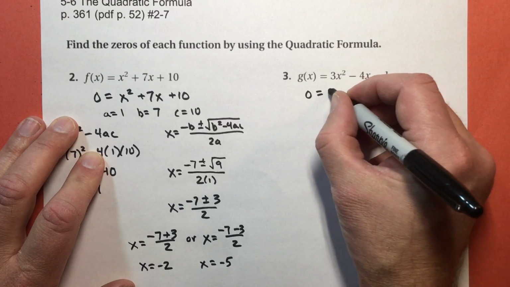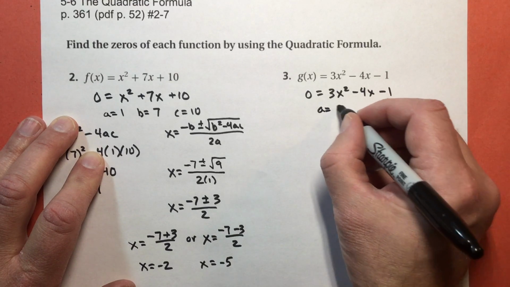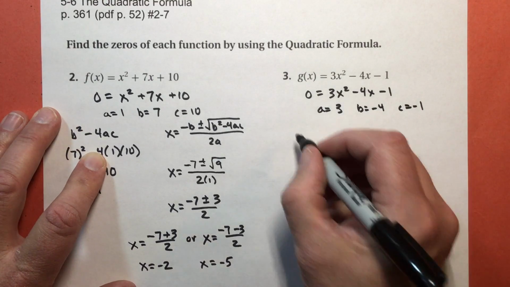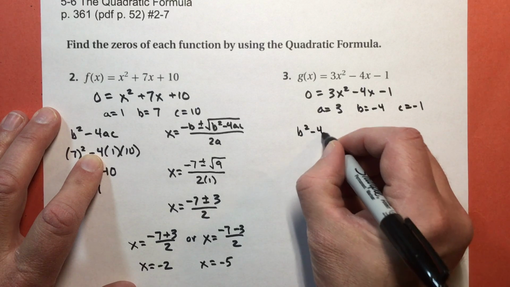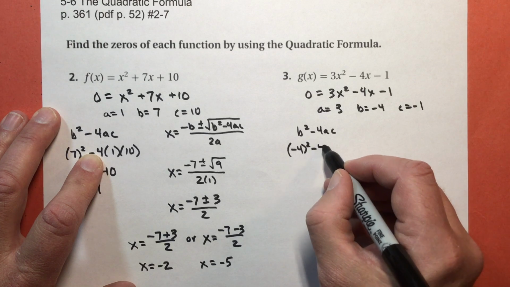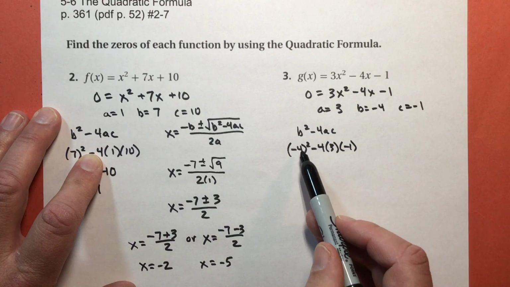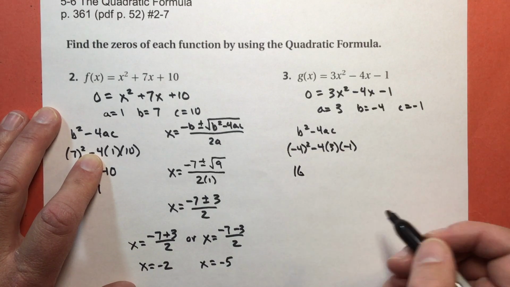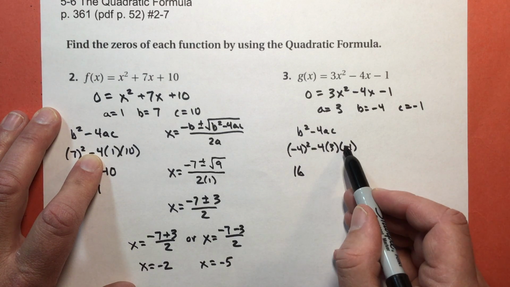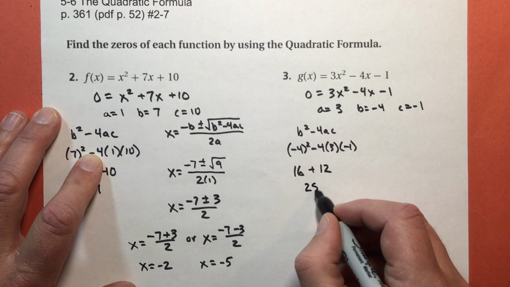Set it equal to 0. 3x squared subtract 4x minus 1. My parameters: a equals 3, b equals -4, c equals -1. Discriminant. b is -4, so I get -4 squared. a is 3, c is -1. -4 times -4 is positive 16. 4 times 3 is 12. A negative times a negative is a positive, so this is going to be plus 12, which gives me 28.